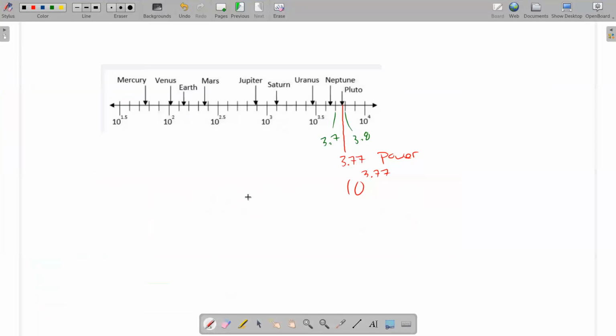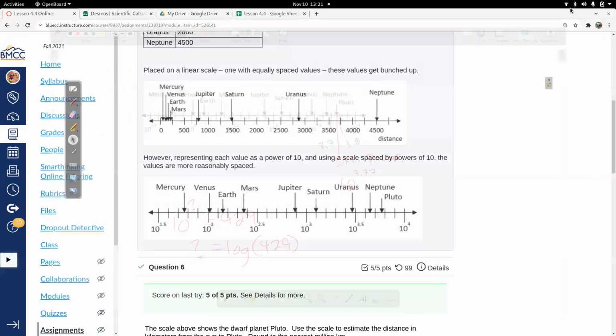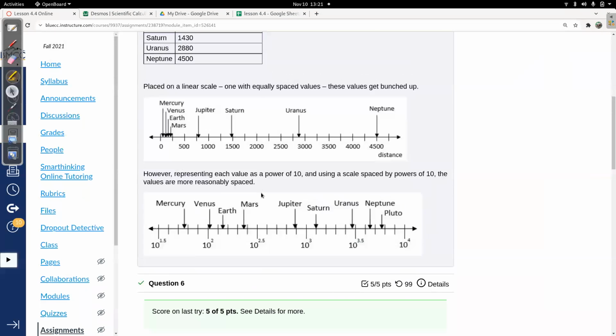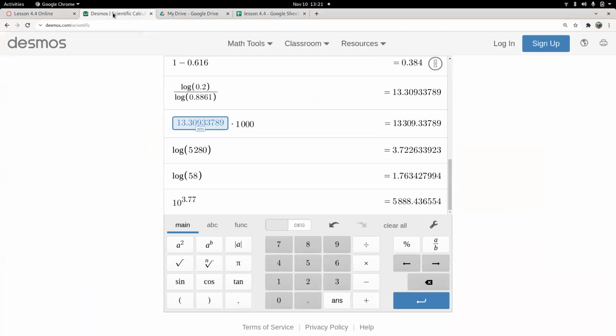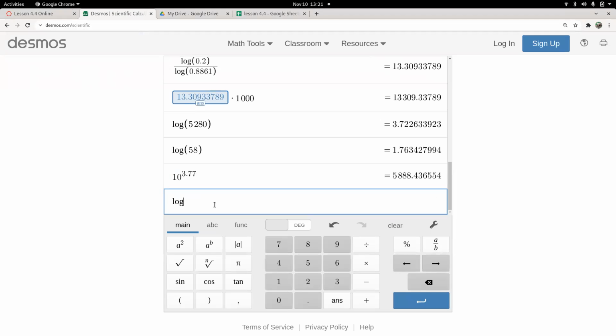So again, the way the scale works, it's identifying the power of 10. So we want to know what power of 10 is 429. Other way to state that is the question mark equals log of 429. Because what does the log do? The log tells us the power of 10. That's the whole point of log. What power of 10 is it? So let's type that into a calculator. Remember, I did that earlier when I was playing around with Mercury. Calculator, log 429, and I get about 2.6-ish.